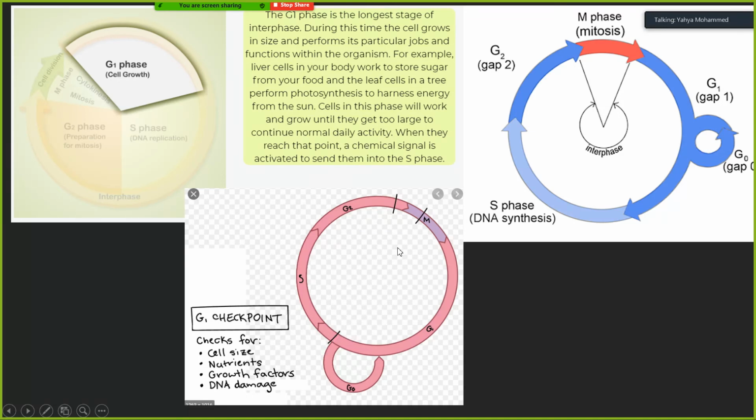Remember we talked about there are checkpoints in the cell cycle, right? So let's suppose the cell starts growing and growing, and it gets pretty big. It gets too big to continue growing. So first of all, why does it grow? Anyone know why does it grow? Freeha? Why is it important for the cell to grow before it divides?